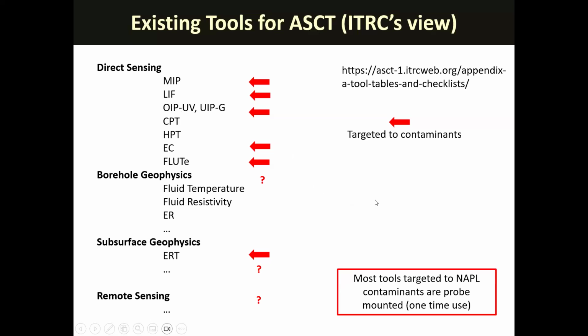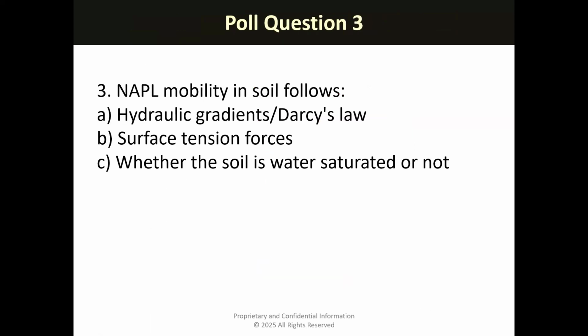So the theme here is that a lot of the tools that are targeted to NAPL are probe mounted, and they are designed to be used one time. So they poke the ground, they collect the data, and it's very rare that they come back and repeat the survey.